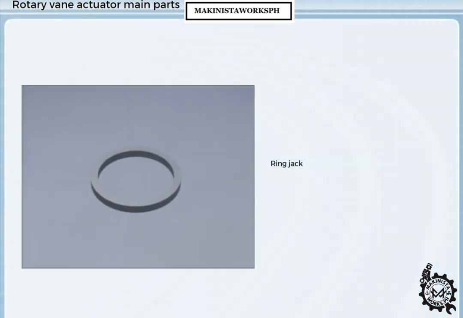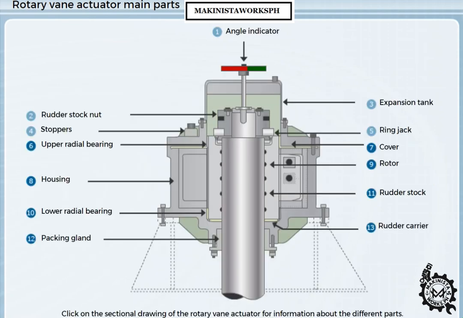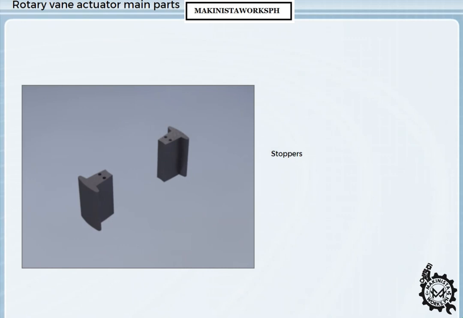Ring jack. This is used during installation to force the rotor onto the rudder stock. Stoppers. Make boundaries for the pressure chambers and also set the limits for the rudder angle to each side.